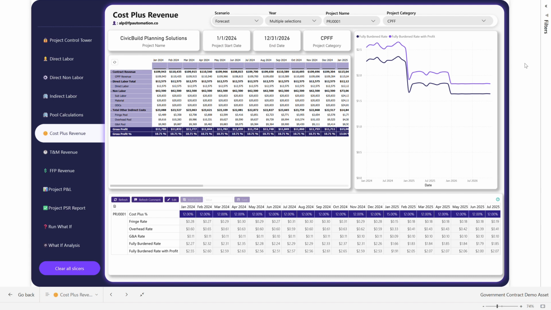In this video, we're going to be talking about projects and how we go ahead and plan cost plus revenue if this is a contract type that happens to be cost plus or CPFF. What you can see right here is we are currently looking at project number 1 with a start date of 2024 to 2026, and we can also see a model showcasing what our fully burdened rate with profit should be for each given month of this project here.